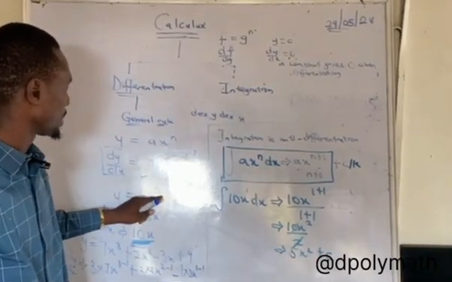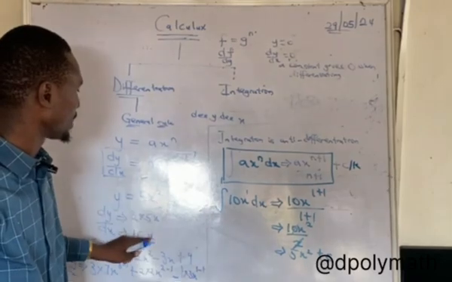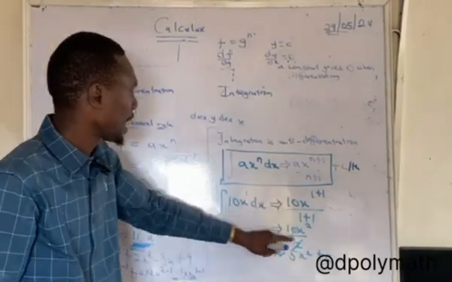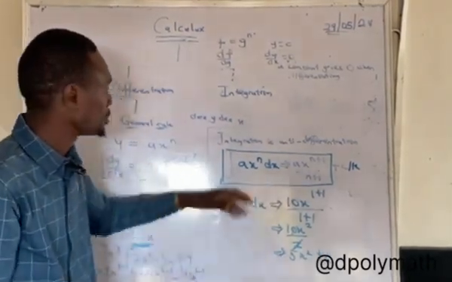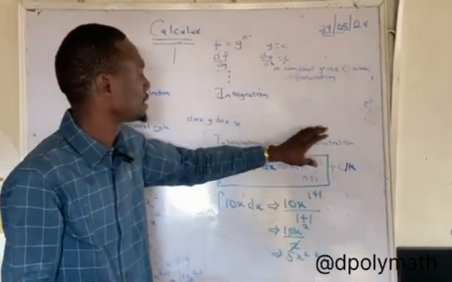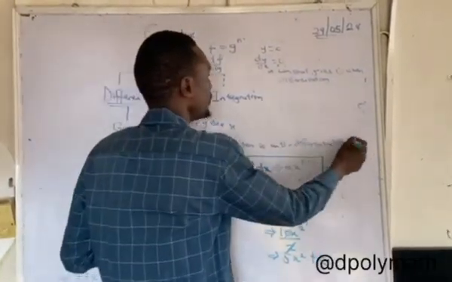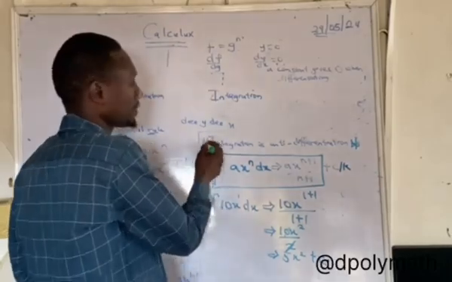Once I differentiated 5x squared, I had 10x. When I integrated 10x, I had 5x squared back. So that's to tell you that integration is truly the reverse of differentiation.